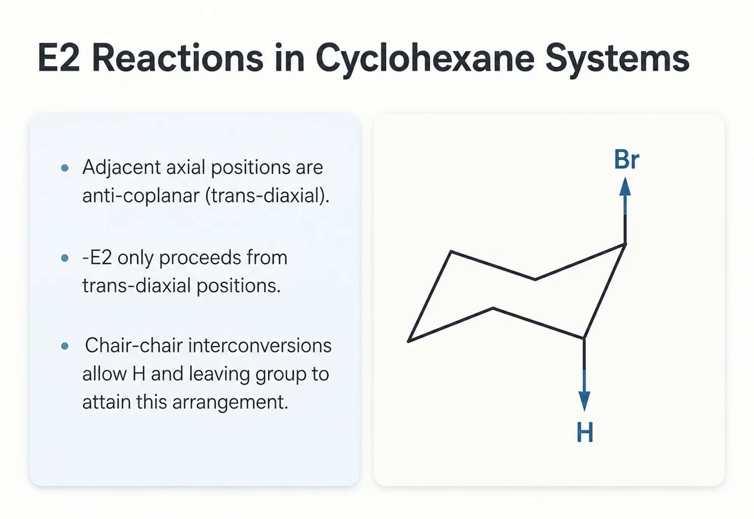The anti-coplanar requirement has massive implications for cyclohexane rings. In a chair conformation, the only way for a hydrogen and a leaving group to be anti-coplanar is if they are both in axial positions on adjacent carbons. This is called a trans-diaxial arrangement. E2 eliminations in cyclohexane rings can only proceed from this trans-diaxial geometry. If the leaving group is equatorial, no reaction can occur until the ring undergoes a chair flip to put the leaving group in an axial position.